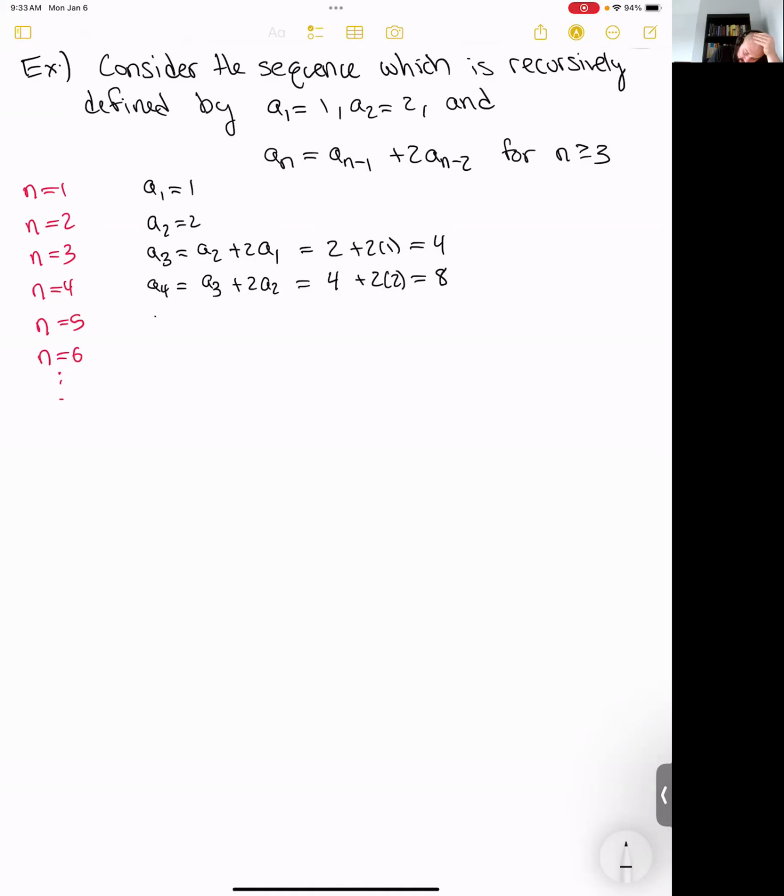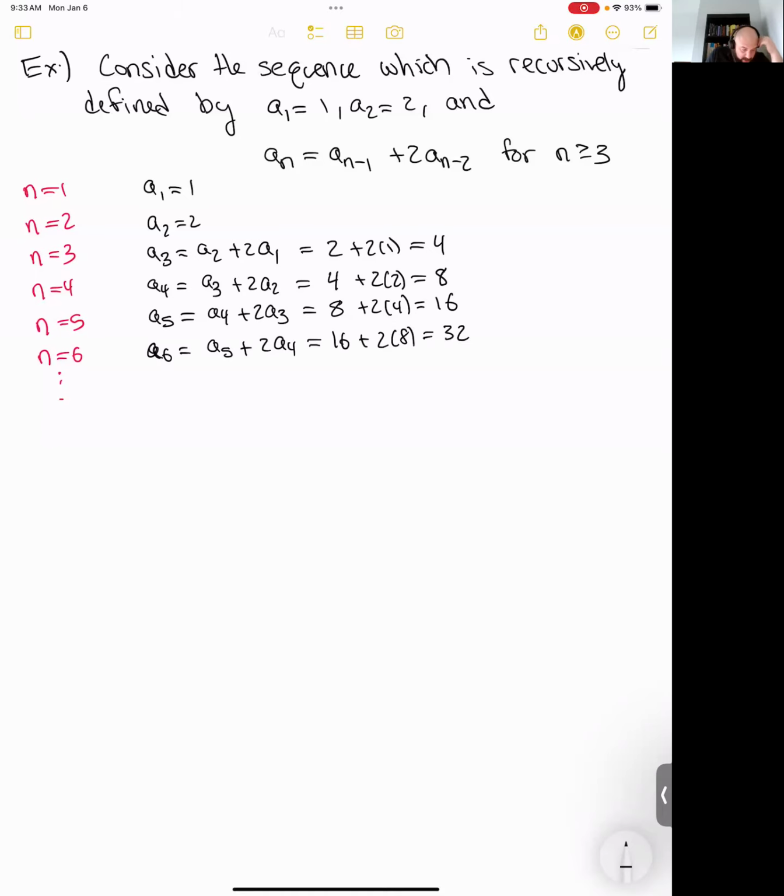All right, so maybe we're starting to see a pattern here. A sub 5 is a sub 4 plus 2 times a sub 3. A sub 4 is 8, plus 2 times 4, which is also 8, so we get 16. This starts to feel like a pattern, so let's do one more. A sub 6 is a sub 5 plus 2 times a sub 4, which is 16 plus 2 times 8, also 16, which is 32.